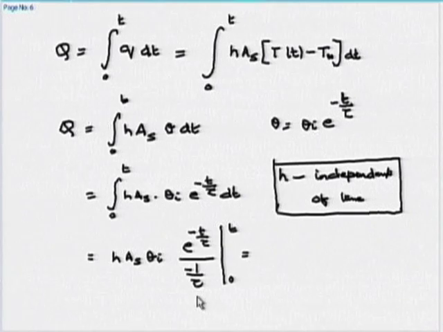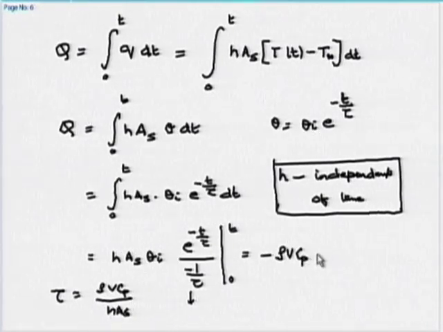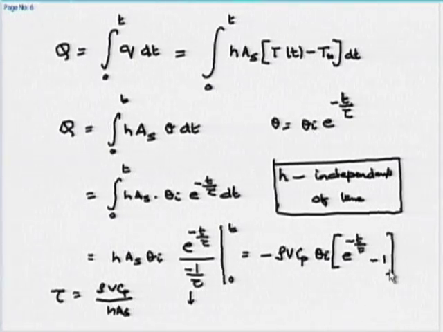If I substitute for tau, let us remind ourselves, τ is ρVCp upon hAs. So hAs gets cancelled out. I am left with minus ρVCp θi times (e^(−t/τ) minus 1). The minus is there. How did I get this minus 1? Because when I substitute t equal to 0, I get e to the power of minus 0, which is nothing but 1.